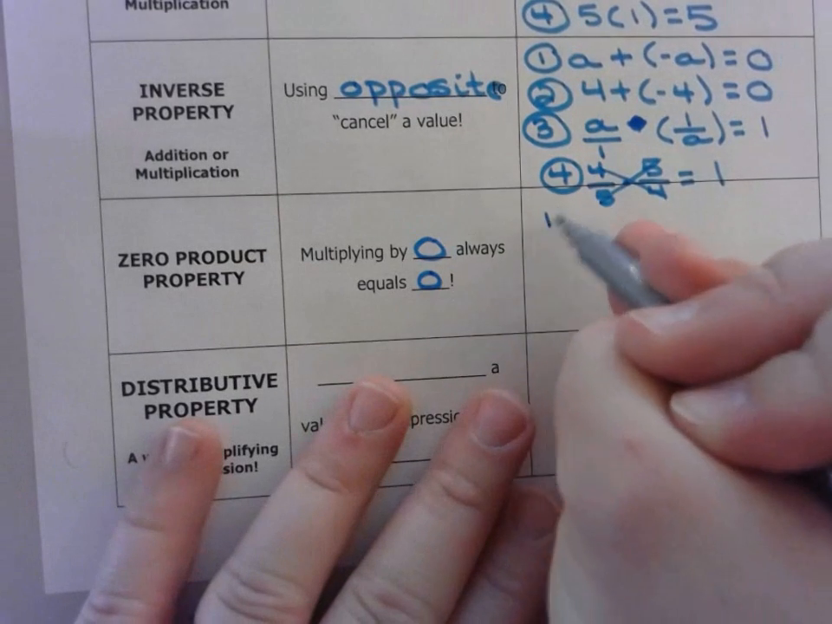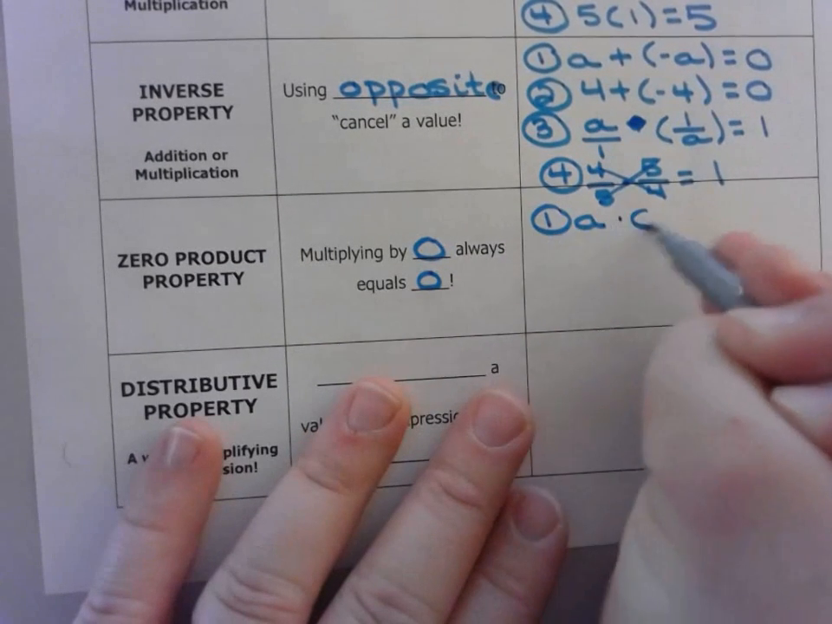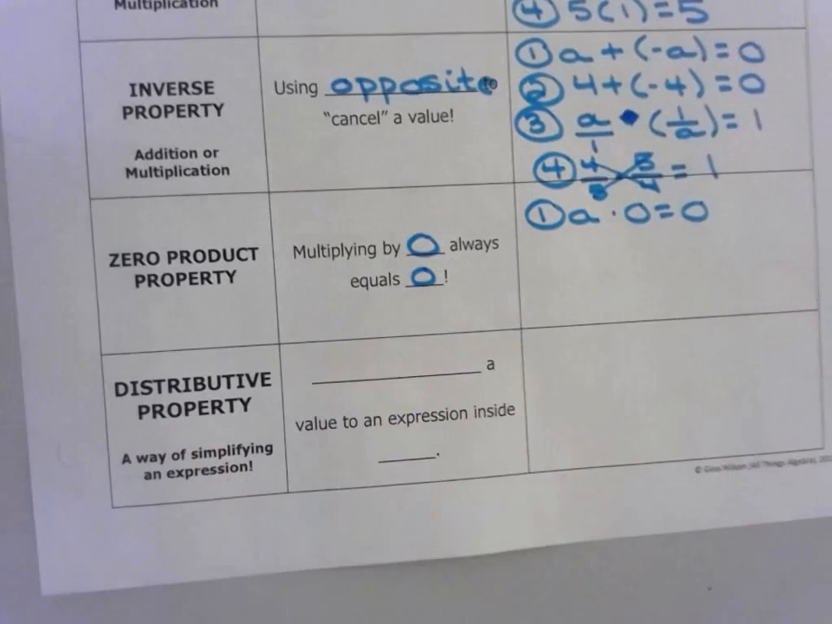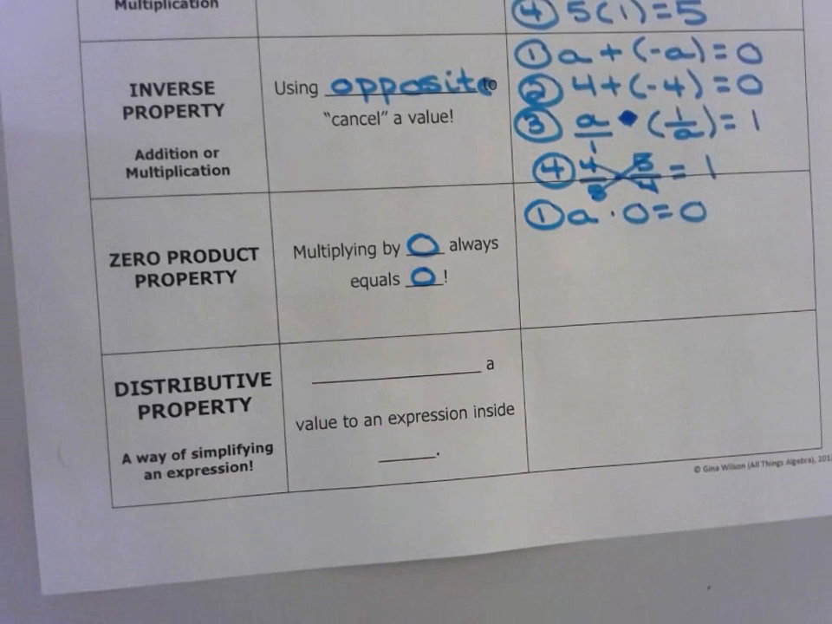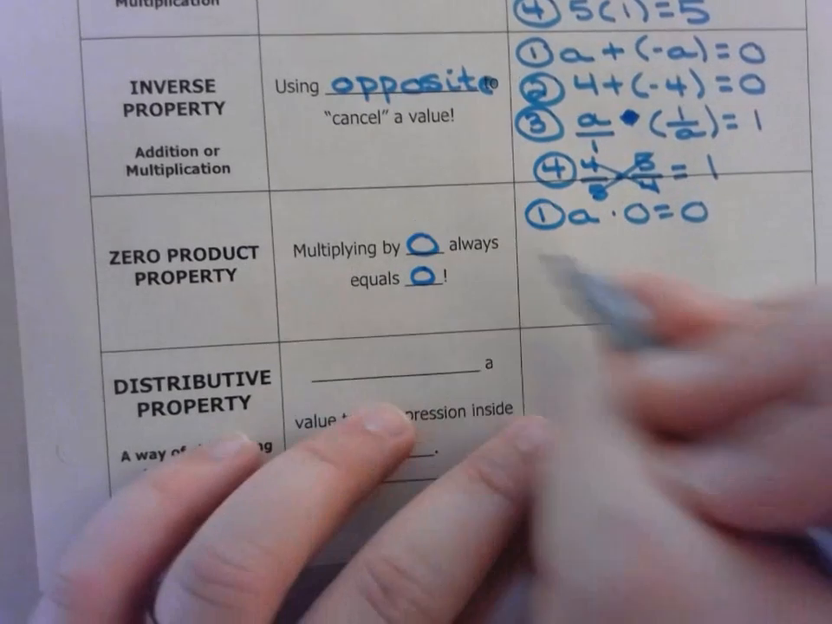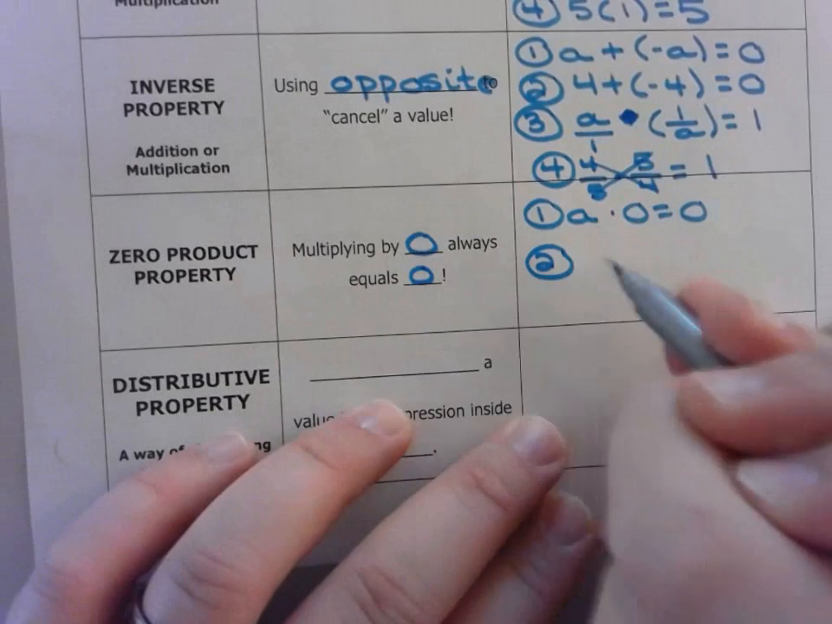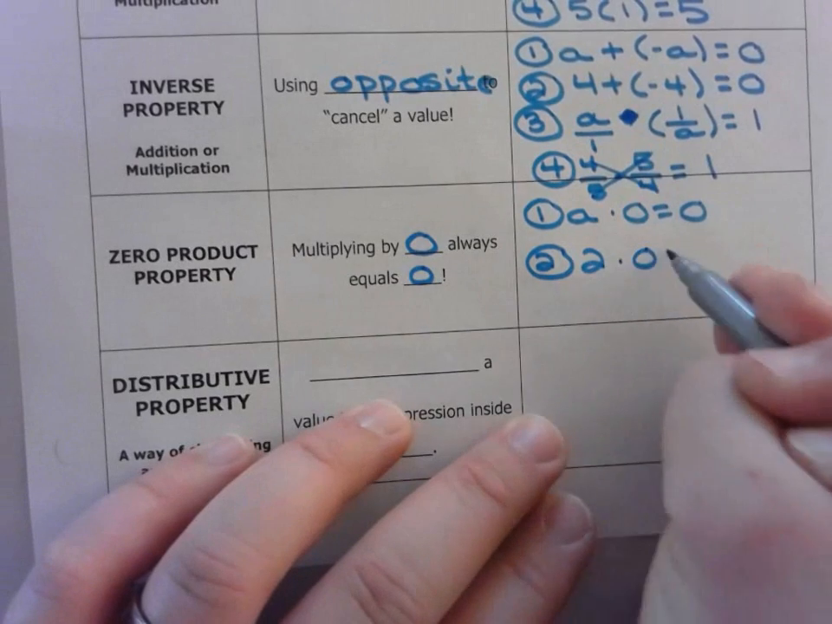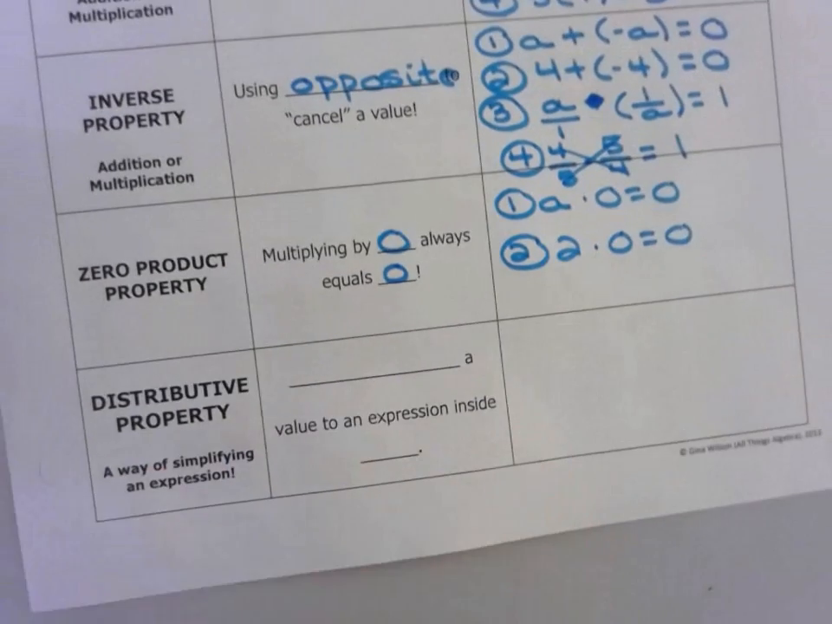So anything times 0 is 0. Okay? Like I said, some of this is common sense. We're just putting words with it. So anything times 0 is 0. Zero product property. 2 times 0 is 0. You know that. We're just putting words with it.